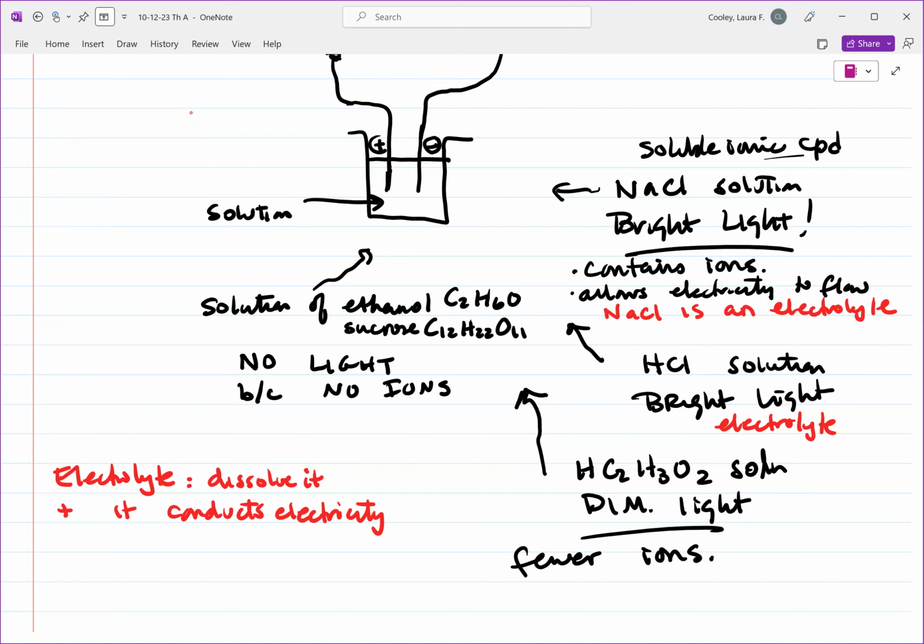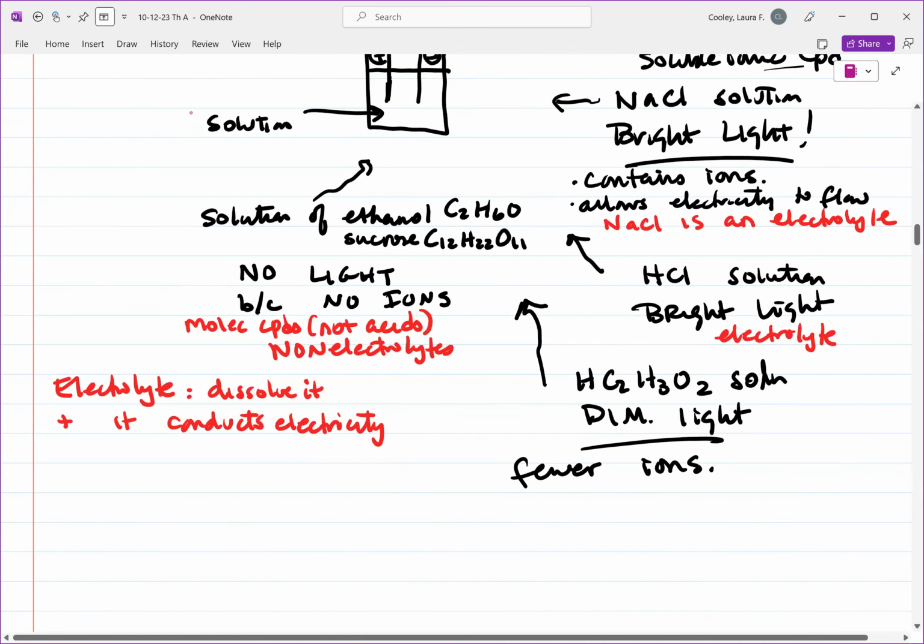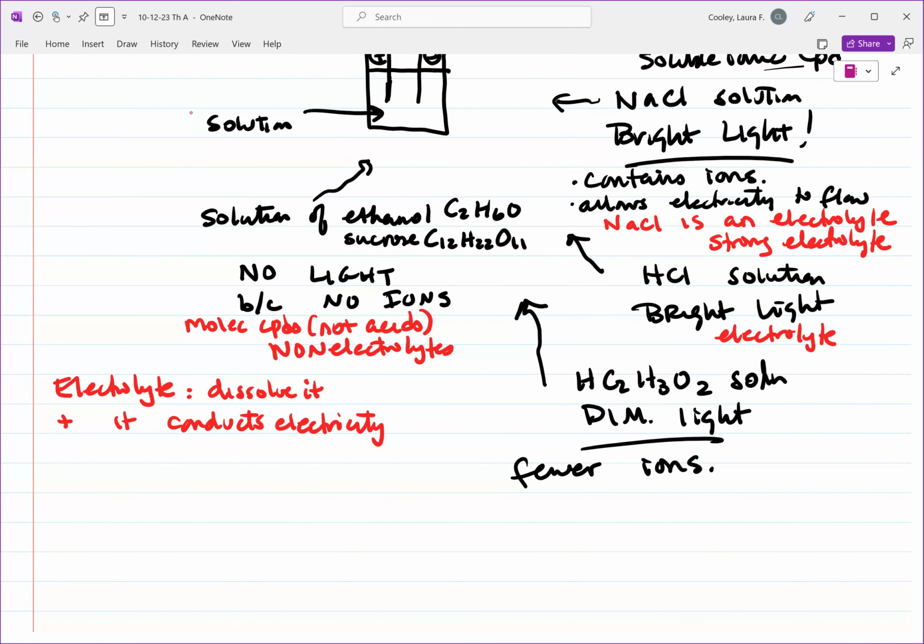Ethanol, molecular compounds that are not acids, are non-electrolytes. And then we have the distinction of a weak electrolyte versus a strong electrolyte. So NaCl is a strong electrolyte because it produces lots of ions. So we have strong electrolytes.